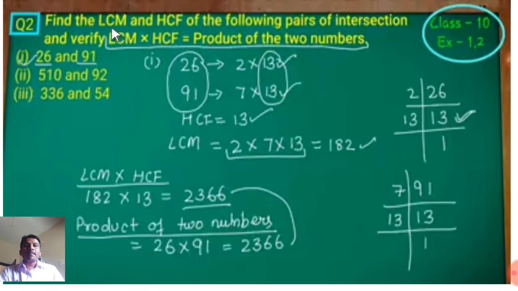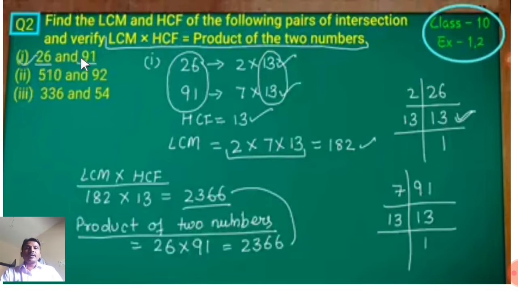Second question. Find the LCM and HCF of the following pairs of integers and verify LCM into HCF is equal to product of the two numbers. Relation already you learnt. What is the relation between HCF and LCM? HCF into LCM is equal to product of two numbers. You have to verify. First question, 26 and 91.